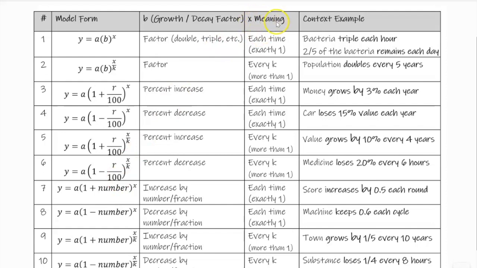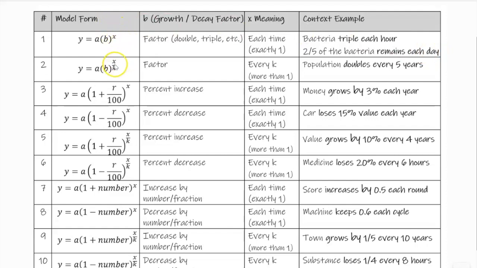Remember, x means the time, right? So if I just have x, that's the time of every 1 year, every day, exactly 1. So when you're reading a problem and it's doing something every day, that means it's exactly 1. You're just going to have a time of x. For example, if I say each hour, each day, so it's each 1 hour, each 1 day, then the time is x.